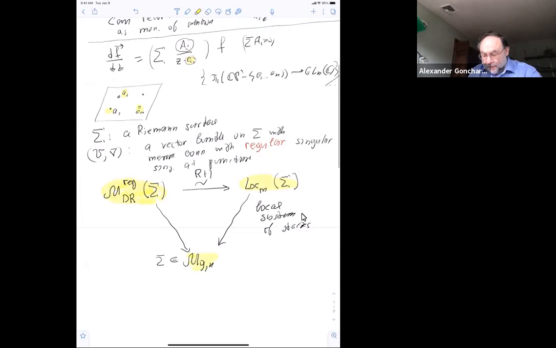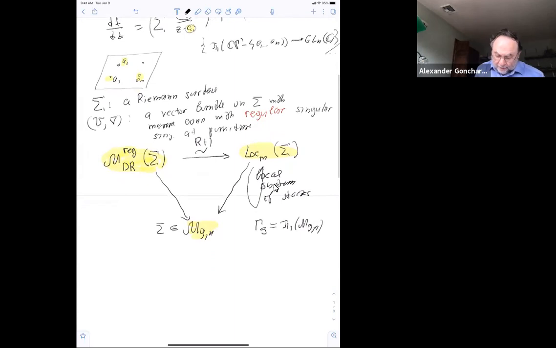Now, the right-hand side, this local system of moduli spaces of local systems, is a topological object. And the very fact that it's a local system can be expressed as follows. You have the mapping class group, which is defined as the fundamental group of this moduli space M_{g,n}. And this mapping class group acts on the Betti moduli space, on the moduli space of local systems. Okay, so that's a very well-known description of the Riemann-Hilbert correspondence in the regular case.